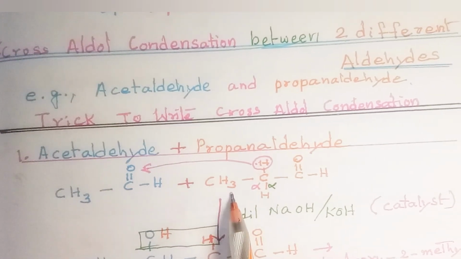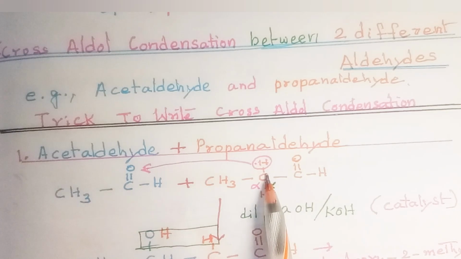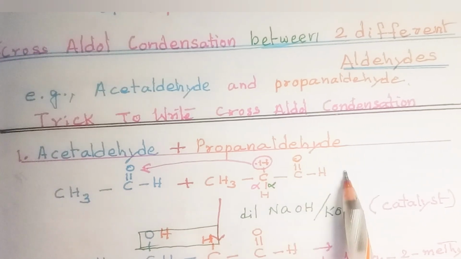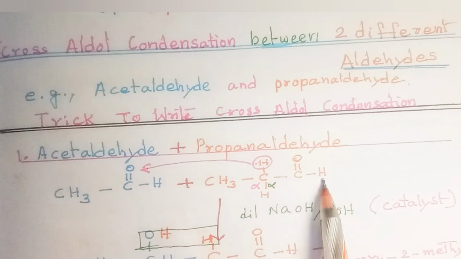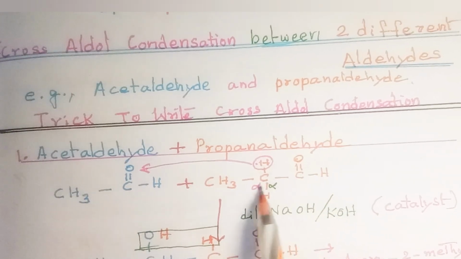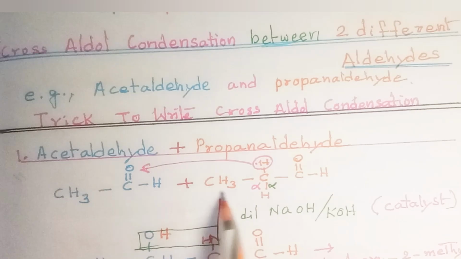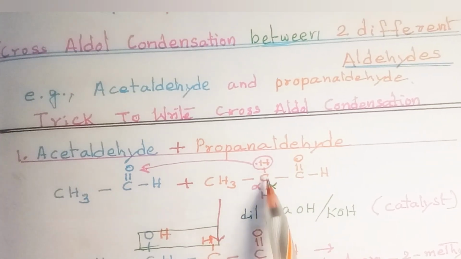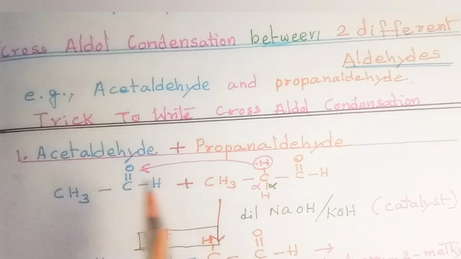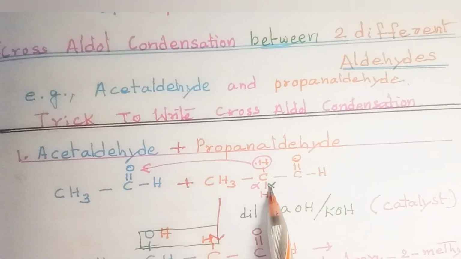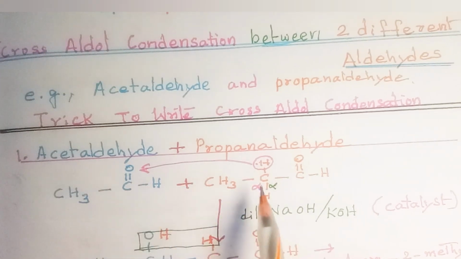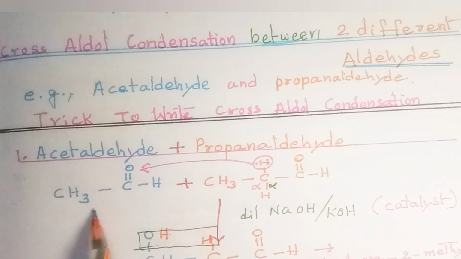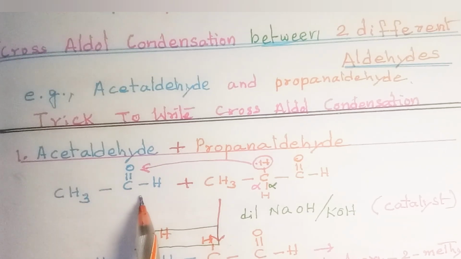This is propanaldehyde. CH3 CH2 C double bond O H. This is the functional group CHO. Adjacent to it is the alpha carbon. So alpha carbon has two hydrogen atoms. So this propanaldehyde has two alpha hydrogen atoms. Since acetaldehyde and propanaldehyde both are having alpha hydrogen atoms, when they react, they give four products.